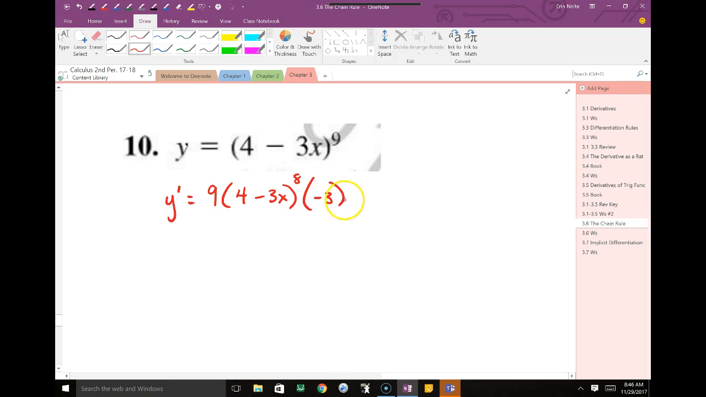Negative 3, good. Okay, now what pieces can I multiply? Good. Don't ever touch the stuff that has the exponent. So this is going to be, what's 9 times negative 3? Negative 27 times the stuff to the 8th power.